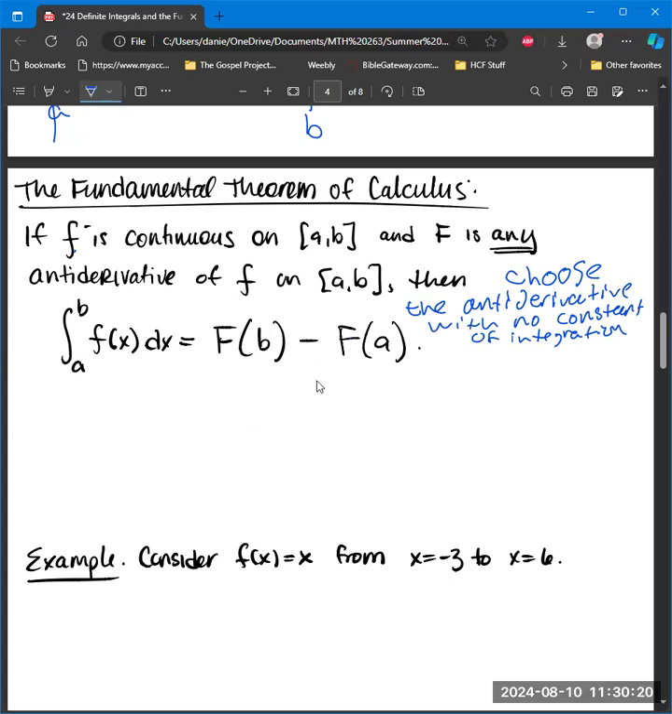So f of x is the derivative of capital F of x. Or another way to say that, f prime of x needs to be equal to lowercase f of x.